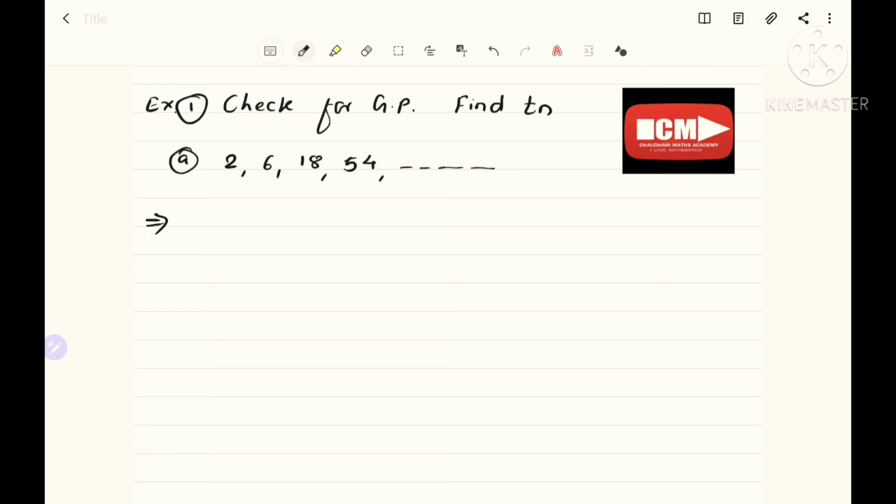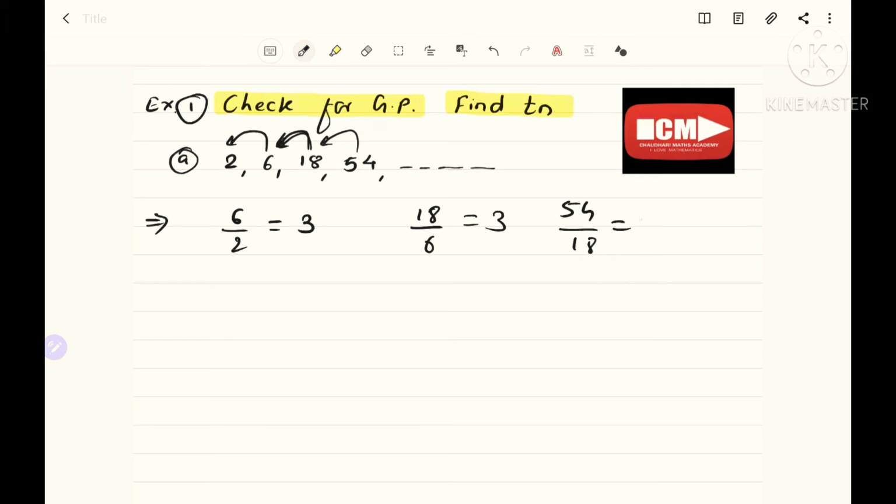Here I am starting with example 1. They want us to check the given sequence for a GP, and if it is in GP, then also find Tn. Friends, how to check whether a sequence is in GP? For that, just take the ratio of successive terms: 6 divided by 2, and you know that it is 3. 18 divided by 6, it is also 3. 54 divided by 18, and this is also 3. If you observe, the ratio of successive terms remains the same, which means the sequence is in GP. So here I am mentioning the given sequence is in GP.